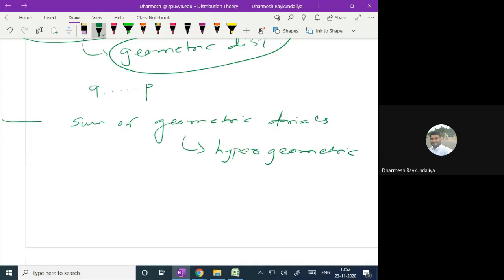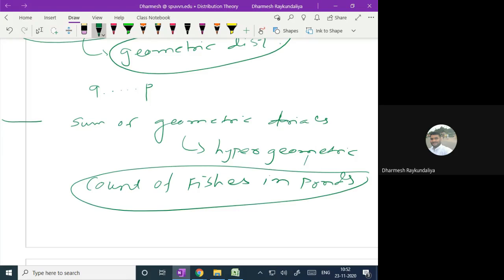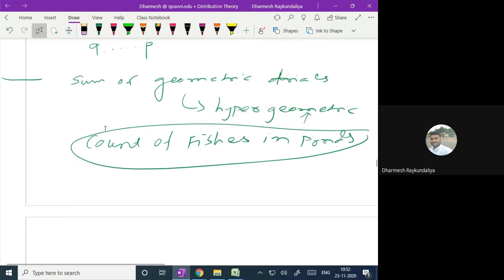Suppose I wish to identify how many fishes are in the pond, the count of fishes in the pond. That has the hypergeometric distribution that you studied at your BSc level. So the sum of the geometric trials has the hypergeometric, similarly to the sum of the Bernoulli trials having the binomial. So here the sum of geometric trials has the hypergeometric distribution.